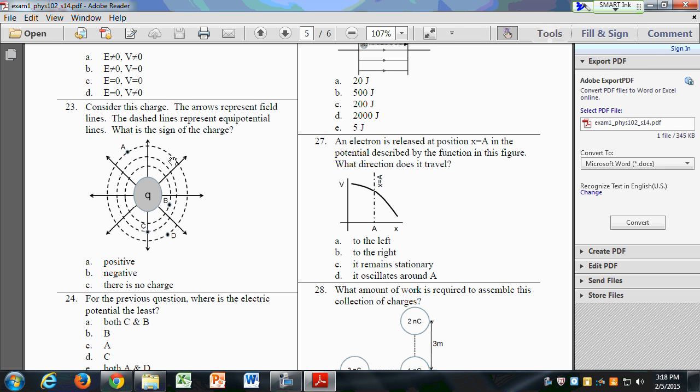Inverse relationship. So I'm looking for the least potential energy. A is far out, B is far out too. So the answer was E, both A and B. The highest potential is at close in, point B, it looks like.